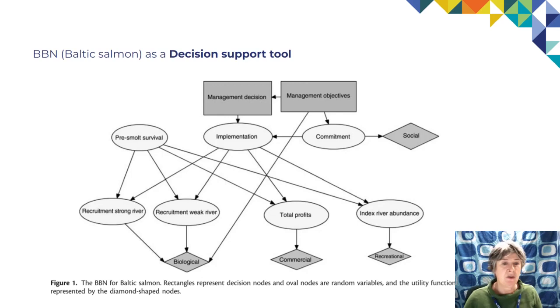Here you can see the utilities or diamond-shaped variables that represent the beliefs for different stakeholders. 3 utility functions represent the 3 groups of stakeholders: those interested in catching and selling fish, those interested in catching fish as part of recreation, and those interested in fish just being there in the rivers as part of a healthy biological ecosystem.